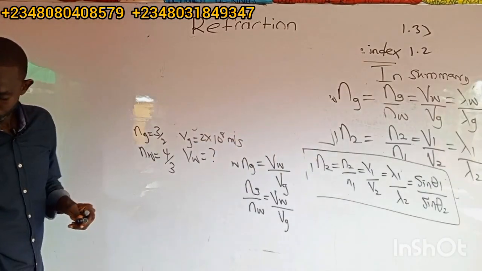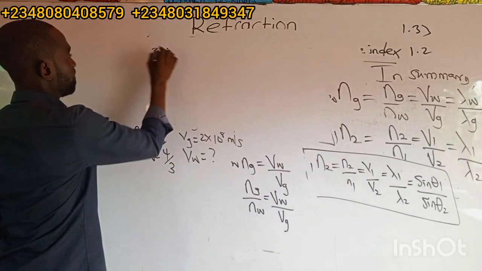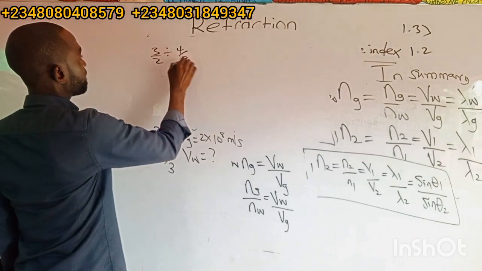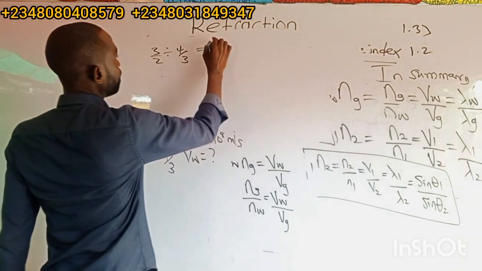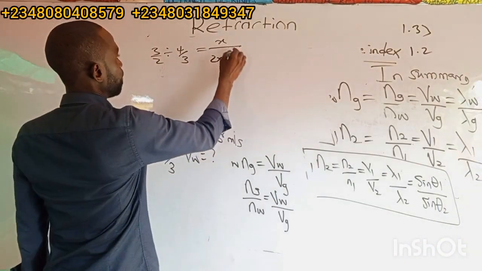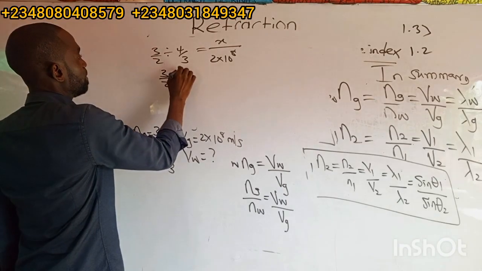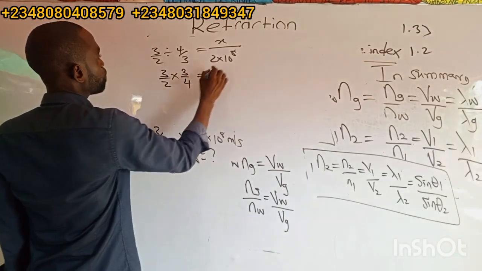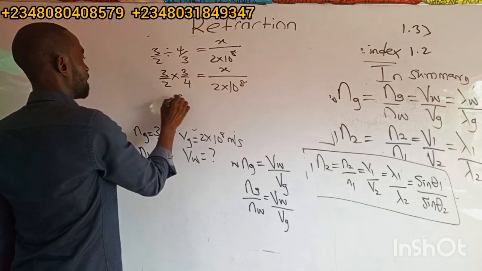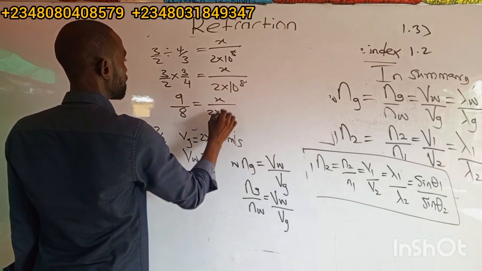So let's go. Ng is about 2 divided by NW. NW is 4 over 3, which equals VW, which we don't know. Let us say VW is X all over VG, which is 2 times 10 to the power 8. So this will be 3 over 2 times 3 all over 4 equals X all over 2 times 10 to the power 8. It gives us 9 over 8 equals X all over 2 times 10 to the power 8.